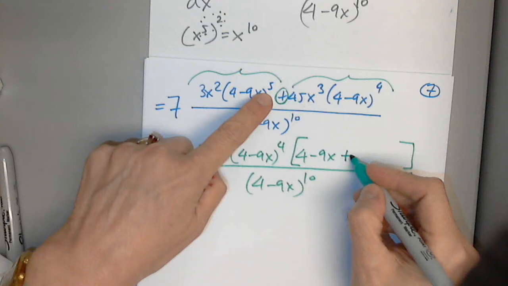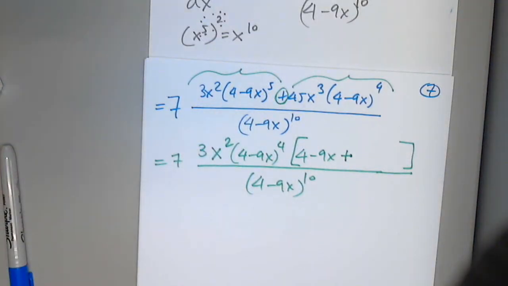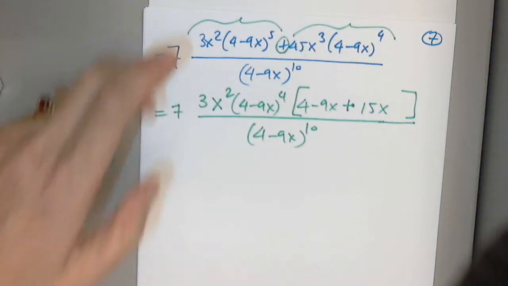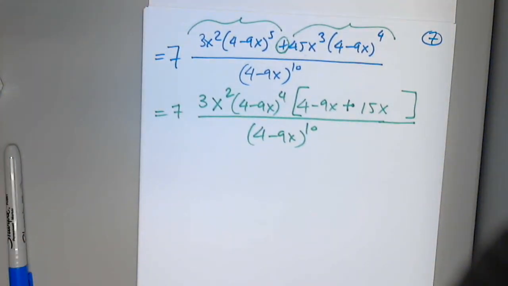Now I reach the plus sign. I have to write plus. Okay. From 45, I took out the 3. What is left inside? 15. Very good. 15 times 3 is 45. From x cubed, I took out 2 of those. How many x's are still left? 1. Very good. So 15x for now. And then from 4 minus 9x to the 4th, I took all of them out. So if you want, you can write just times 1 or nothing. Look what I'm going to do next. And I hope you agree.